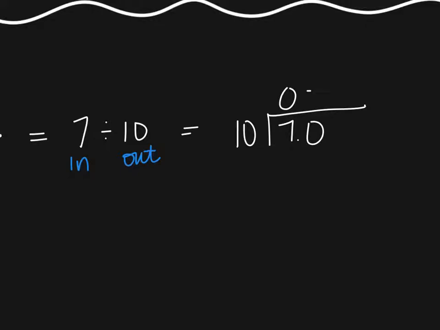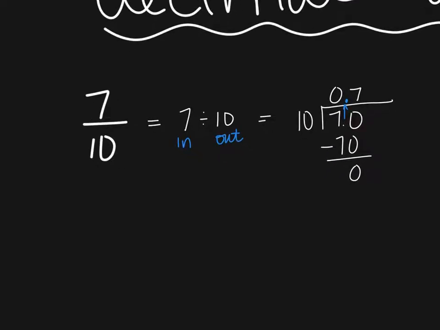How many times? 7 times. So 10 times 7 is 70. 7 minus 70 is 0. Great. Nothing left over. So what I want to do is bring my decimal straight up and right in between the 0 and 7. That means that my fraction 7/10 equals 0.7. Now, if I want to make that into a percent, I actually just multiply that by 100.